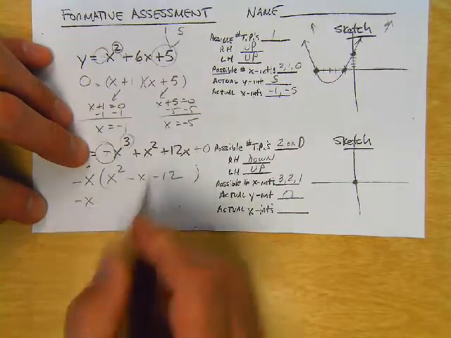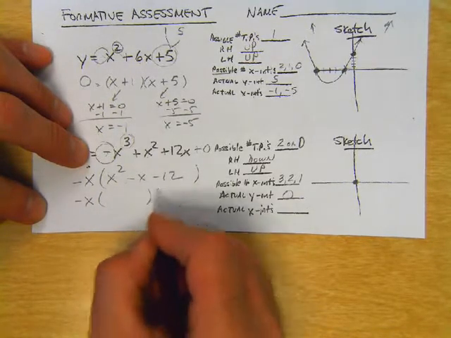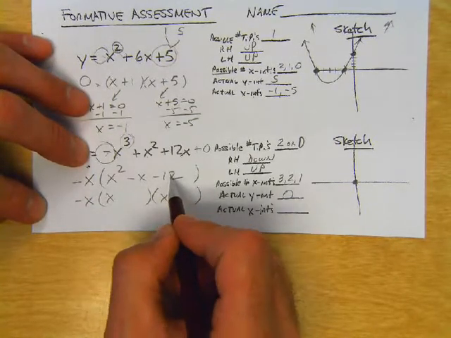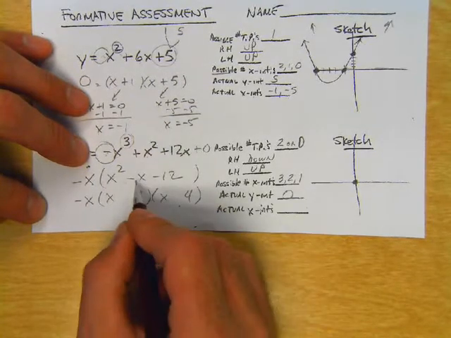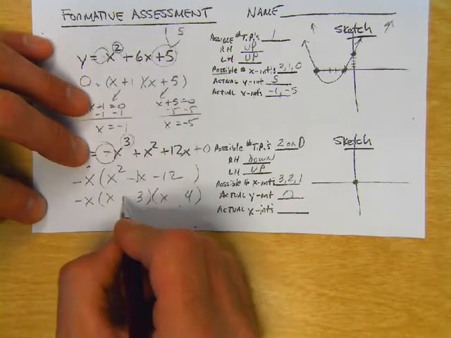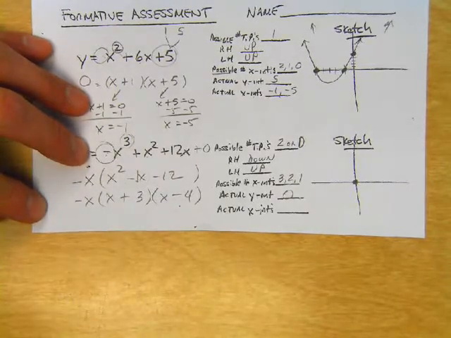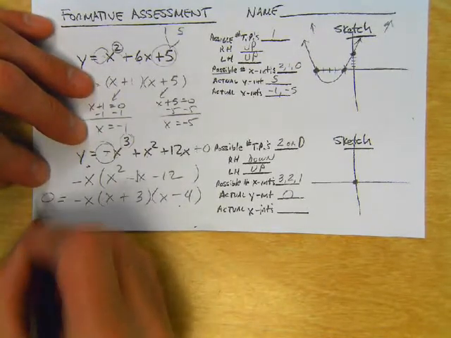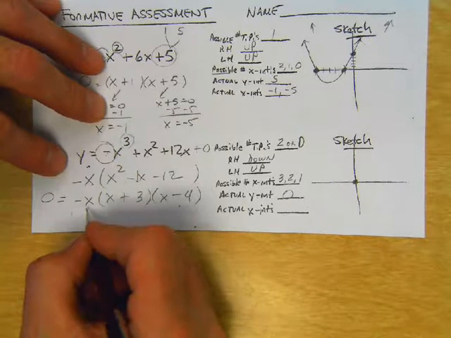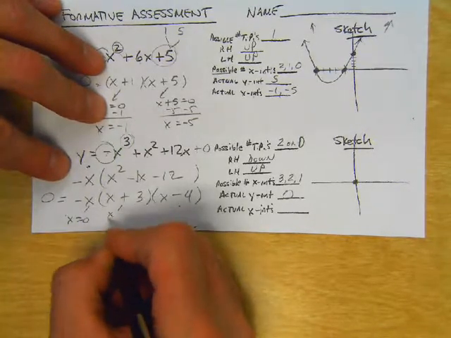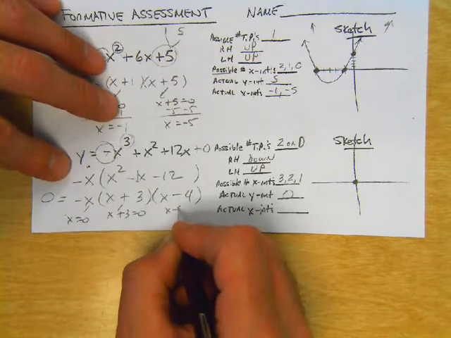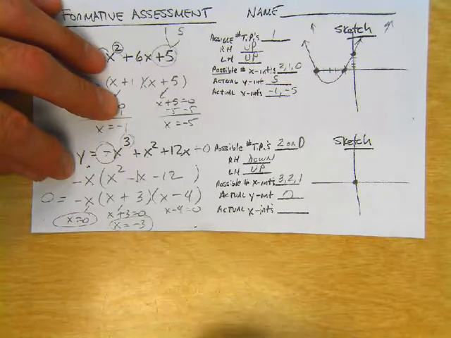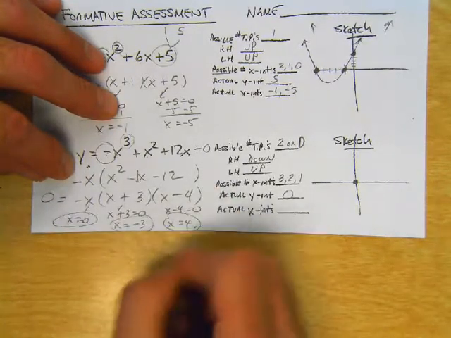And now this quadratic trinomial can be factored. x and x, two numbers that multiply to negative 12 and add to negative 1. So plus 3, minus 4. Now the x-intercepts occur when y equals 0, so we set each of these to 0 and solve them. And we'll get x equals 0, x equals negative 3, and x equals 4 as the x-intercepts.